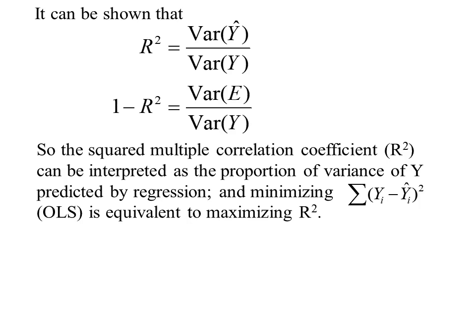So, the squared multiple correlation coefficient, called r square or r squared, can be interpreted as the proportion of variance of y predicted by regression. In OLS, the sum of squared residuals, which is the numerator of the variance of e, is minimized. Since the variance of y can be split into the variance of e and the variance of y hat, the minimization of the variance of e means maximization of the variance of y hat, that is, maximization of r squared.